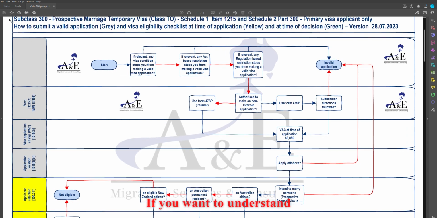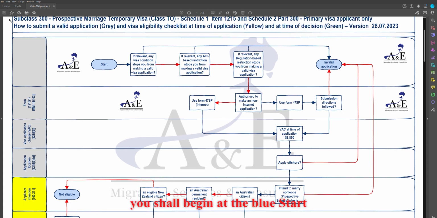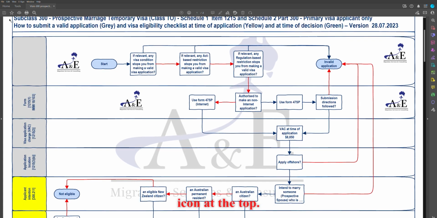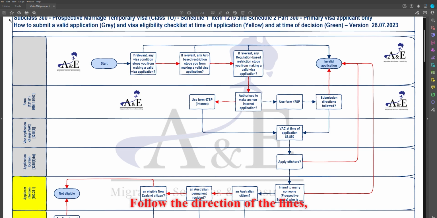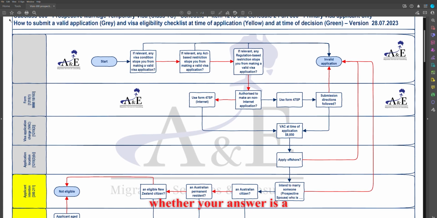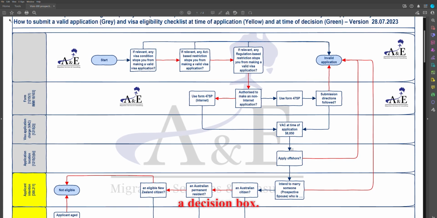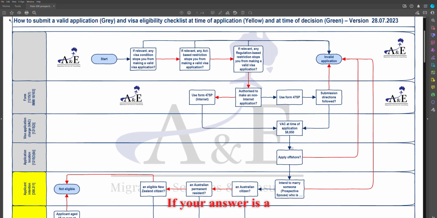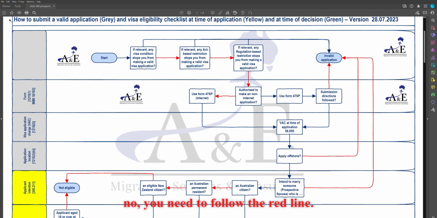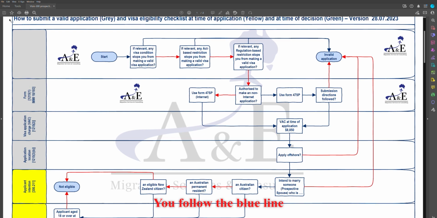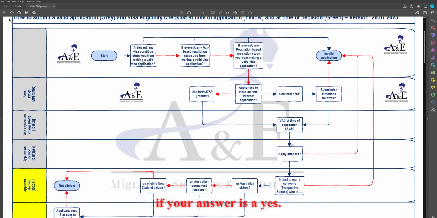If you want to understand this visa visually, you shall begin at the blue start icon at the top. Follow the direction of the lines, which will depend on whether your answer is a yes or no to the question in a decision box. If your answer is a no, you need to follow the red line. You follow the blue line if your answer is a yes.